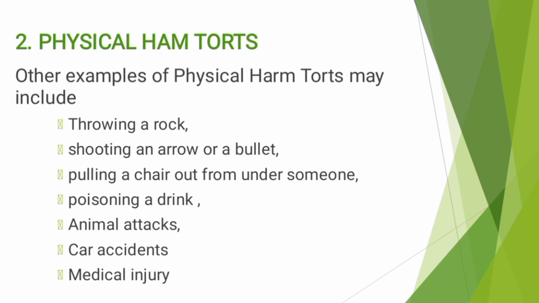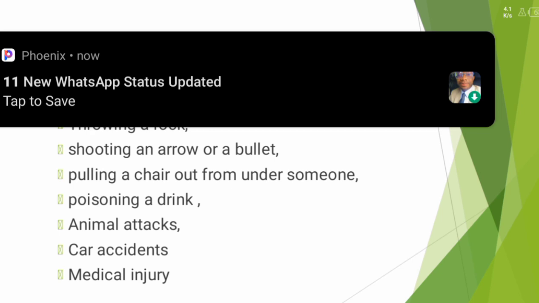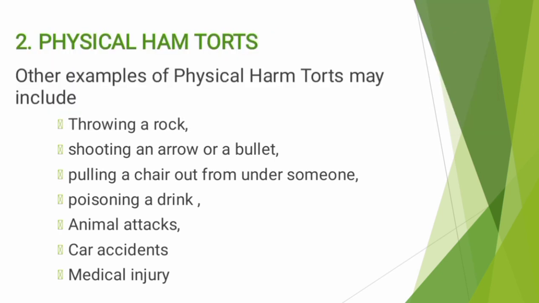Then poisoning somebody, whether intentional or not intentional, which causes what is called food poisoning. Maybe you go to the restaurant, you eat something that is contaminated, and you become sick. That can also be considered a physical harm tort. The other category of a physical harm tort is whereby an animal attacks. If you keep an animal and it attacks a person, then you have to compensate that person, and you can be sued for that. We have seen this mostly when dogs bite somebody. You have to bear the cost, and you can be sued in this category, which is physical harm tort.